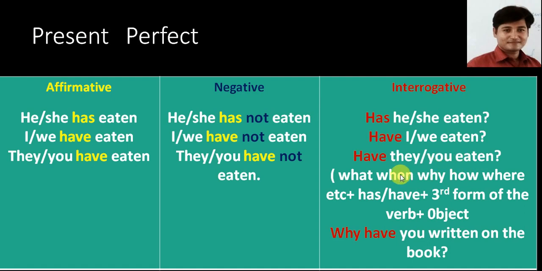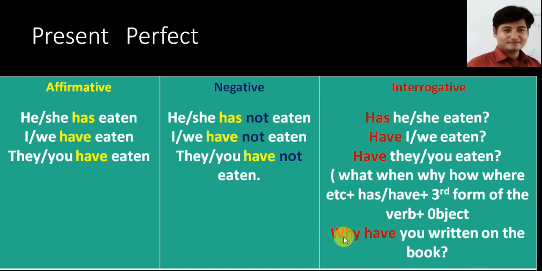The other kind of interrogative sentence is comprehensive. To make comprehensive questions, what, when, why, how, where, etc. are used, and after that we use the word has, have, and the third form of the verb, and in the end we use the object. For example, why have you written on the book?